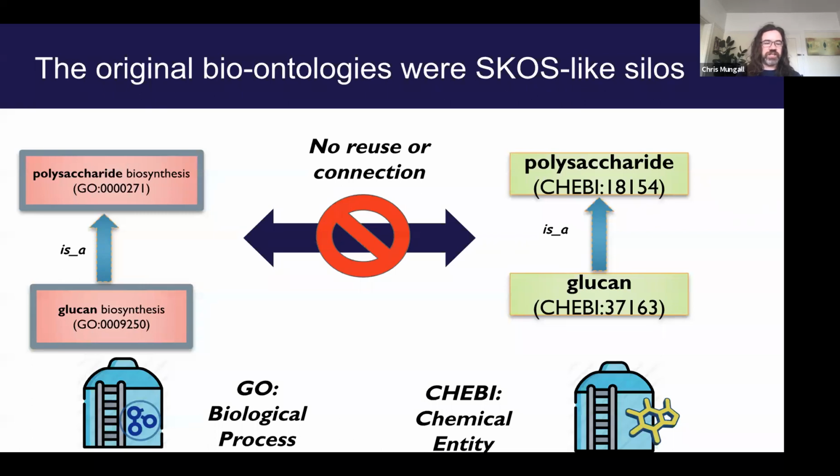So the Gene Ontology had simple edges connecting concepts like glucan biosynthesis to polysaccharide biosynthesis. And there was actually no linkage or connection to related concepts in our friends who were making a chemical entity ontology that had the actual chemical structures, such as glucan and polysaccharide. So this really represented a big missed opportunity for working together in a modular fashion.